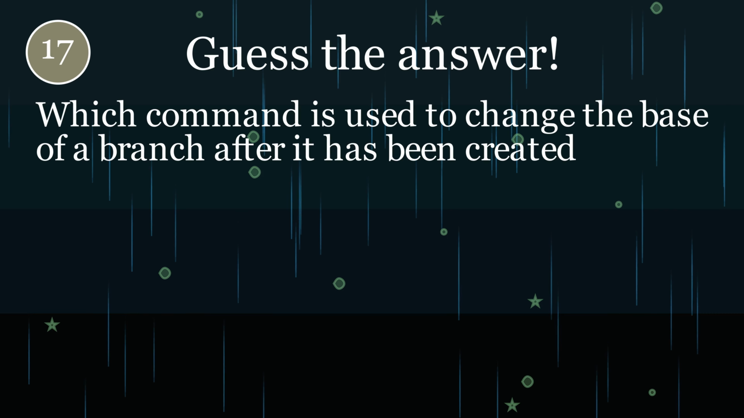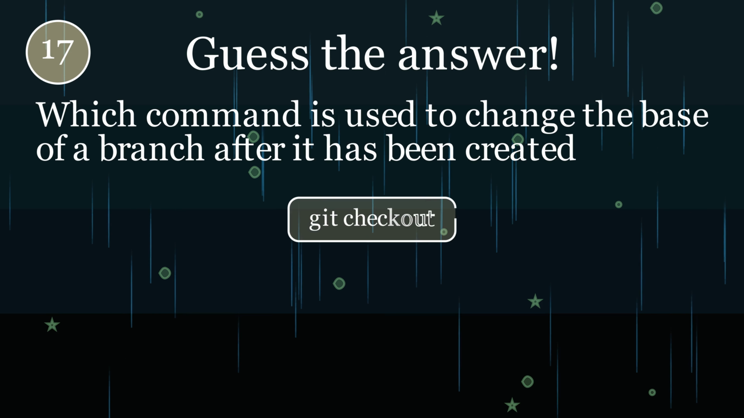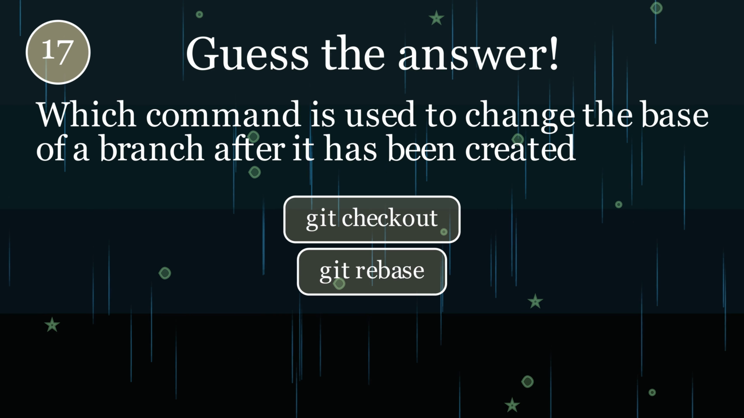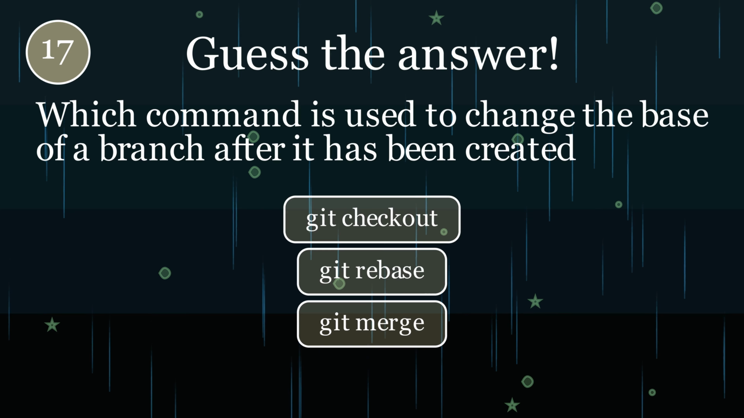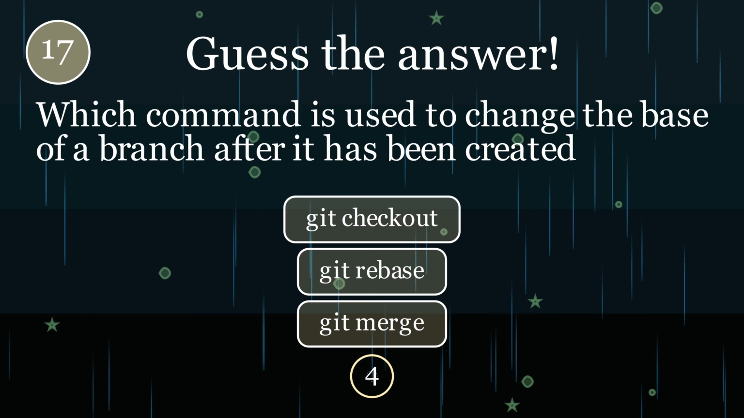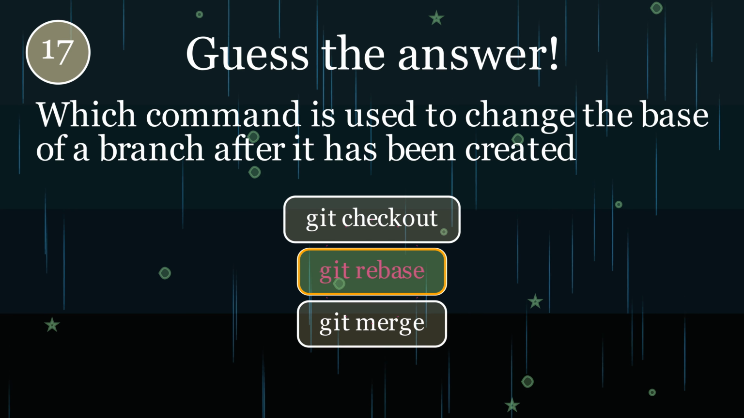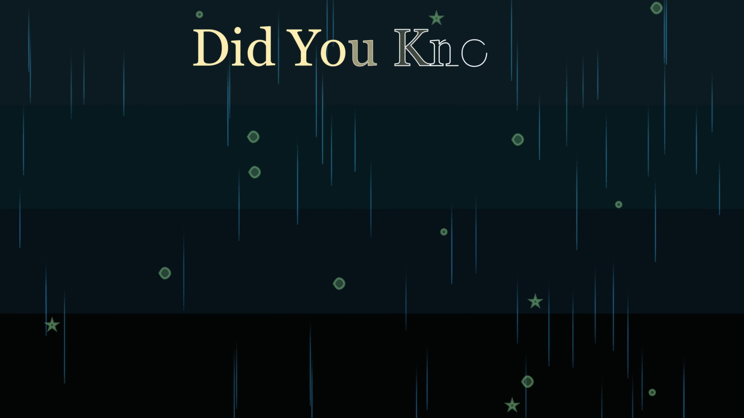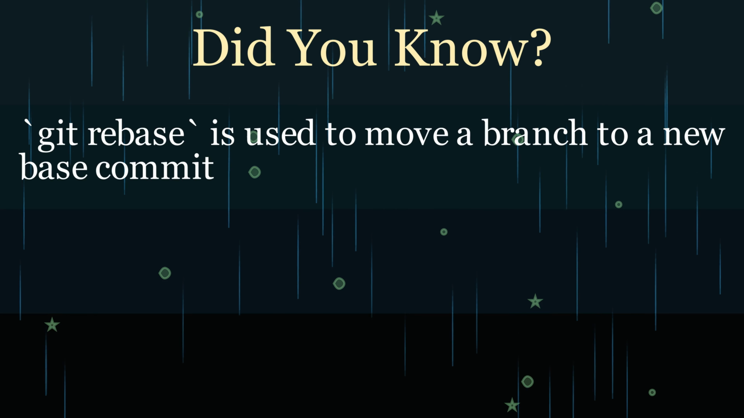Which command is used to change the base of a branch after it has been created? Git checkout. Git rebase. Git merge. The correct answer is git rebase. Let's learn something new. Git rebase is used to move a branch to a new base commit.